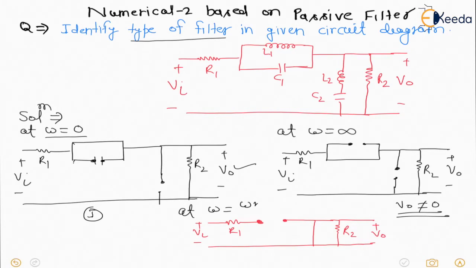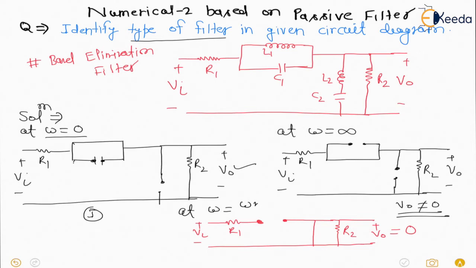And if we observe carefully, then we will get V0 equal to 0. It means it is passing the signal at low frequency, it is passing the signal at high frequency, but it is blocking the signal at resonant frequency. It means it is a band stop filter. First I am writing here, it is a band stop or band elimination filter.